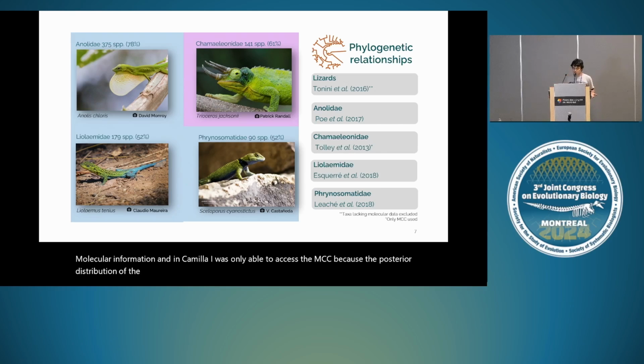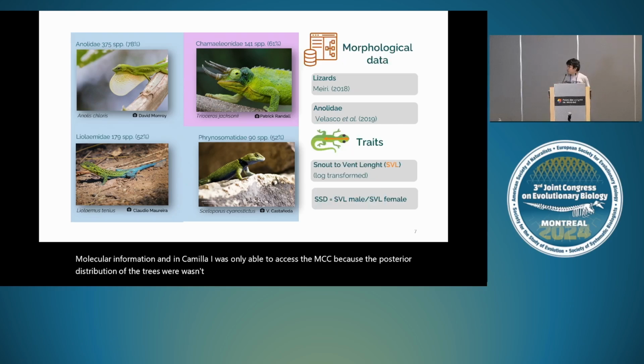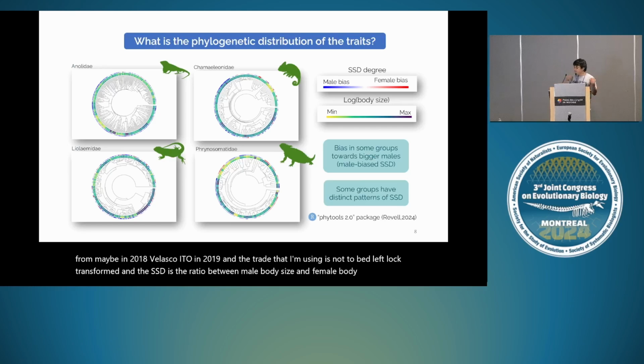The morphological data was taken from databases from Meiri in 2018 and Velasco et al. in 2019. And the trait that I'm using is snout-vent length, log transformed. And the SSD is the ratio between male body size and female body size. So what is the phylogenetic distribution of these traits?